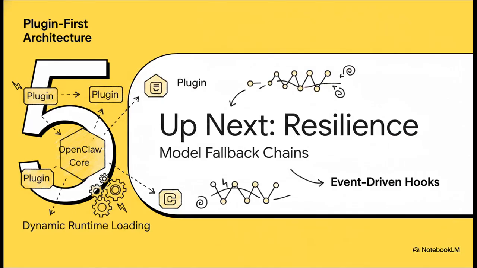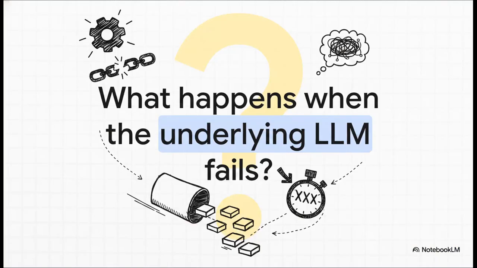And finally, part 5. Up next, resilience. All right, so we've seen how OpenClaw uses this plugin-first design, dynamic runtime loading, and event-driven hooks to become just insanely adaptable. But here's the catch. All of this power assumes the brain of the whole operation, the AI model itself, actually responds. Out in the real world, APIs time out, context windows get totally maxed out, and rate limits will hit you hard. So what actually happens when the underlying LLM fails mid-task? Does your custom tool just crash and burn?